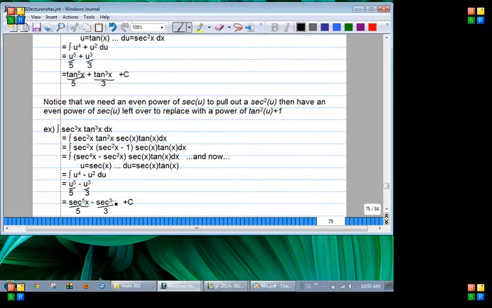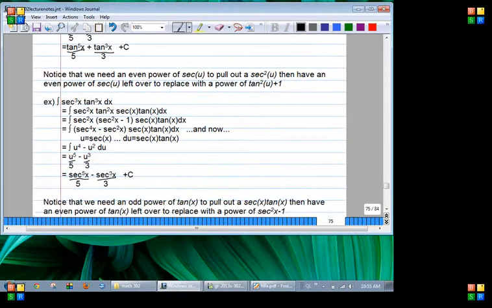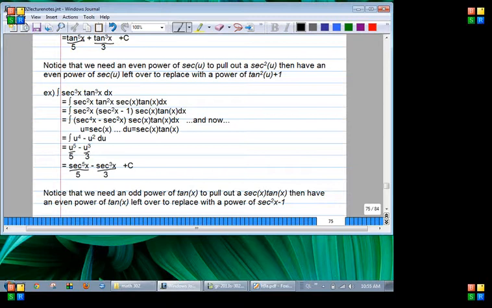Okay, so how did we know that this one was going to work out? Notice that we need to have an odd power of tan x to pull out a secant x tan x, and then have an even power of tan x left over to replace with a power of secant squared x minus 1. So here with tans, we're back to needing odd powers.